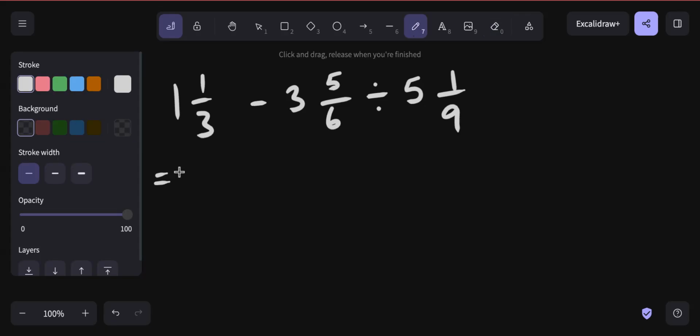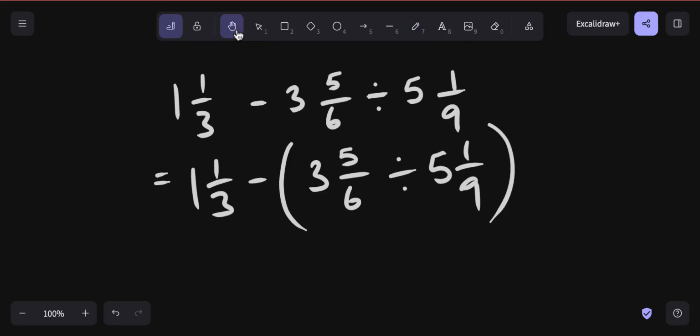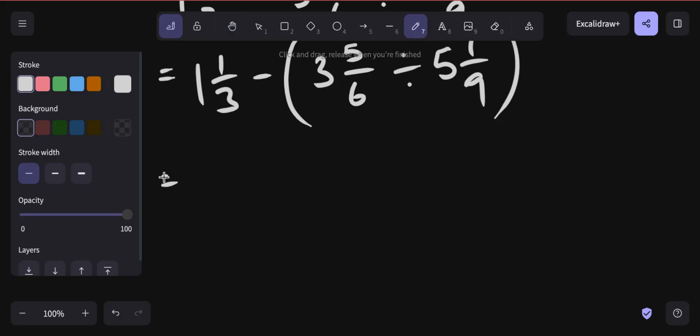For this question, our first step is going to be what operation is first. And we have here a division. So we're just going to bracket this because that takes precedence over our subtraction. And we're going to work on what we have now in front of us. And we should be fine. All right. I'm not evaluating this yet. I don't need to. We need to evaluate what's here. So we end up with 3 and 5/6 divided by 5 and 1/9.